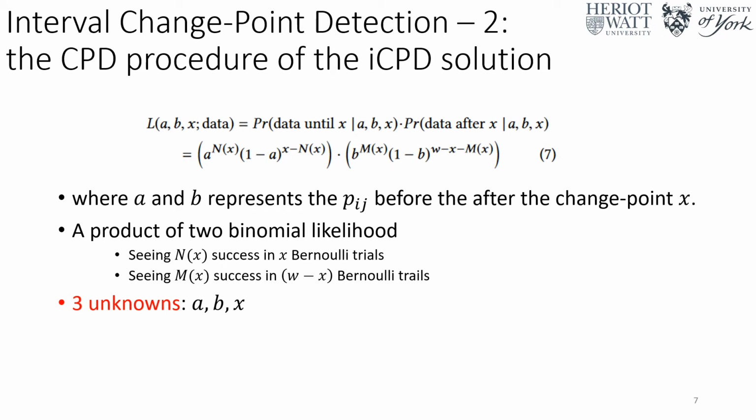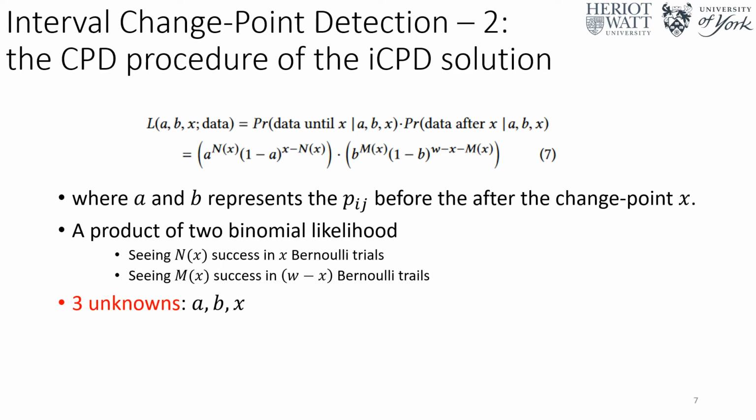For the change point detection procedure in our ICPD approach, first we can write down the likelihood function as this equation 7, where a and b are variables representing the transition probability before and after the change point x.